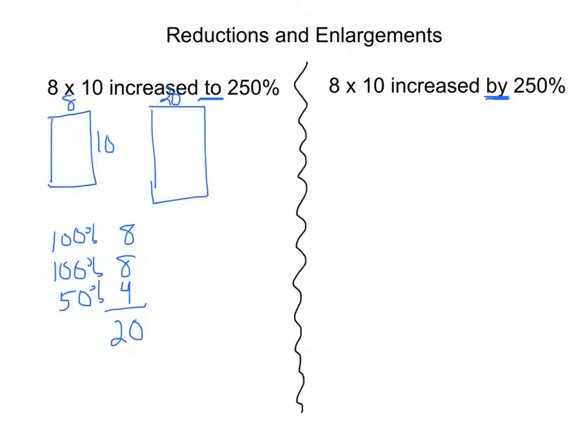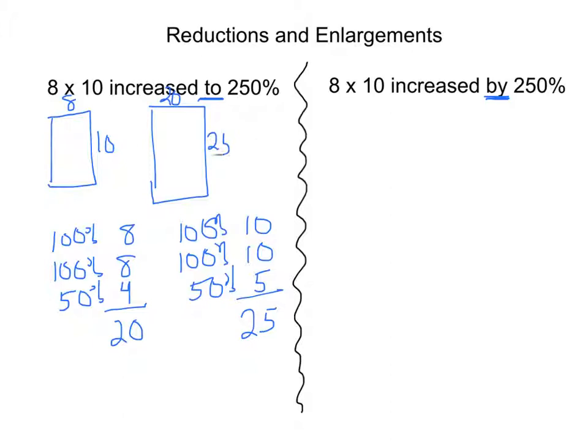Now, I'm not done because I haven't done anything with the 10. 10 is a similar situation. I need to do 100%, which is 10, 100% again, which is another 10, and 50%, which is half of 10, so that's 5. So that's 25. So the final answer is 20 by 25.